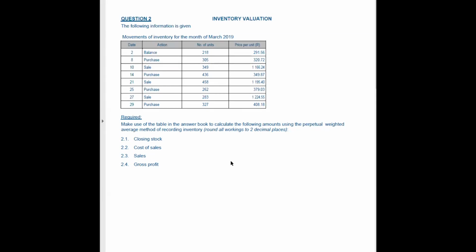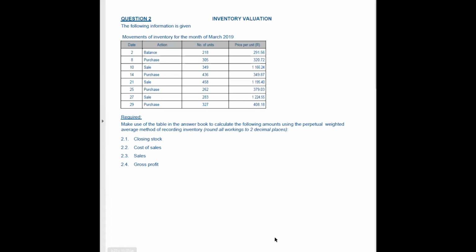The difference between the two methods, and the thing that is going to be different when I compare them, is the cost of sales. So therefore, I'm always going to do the sales first and then the cost of sales, although you will see that the cost of sales is really 80% of what this question is about. So let's have a look at it.